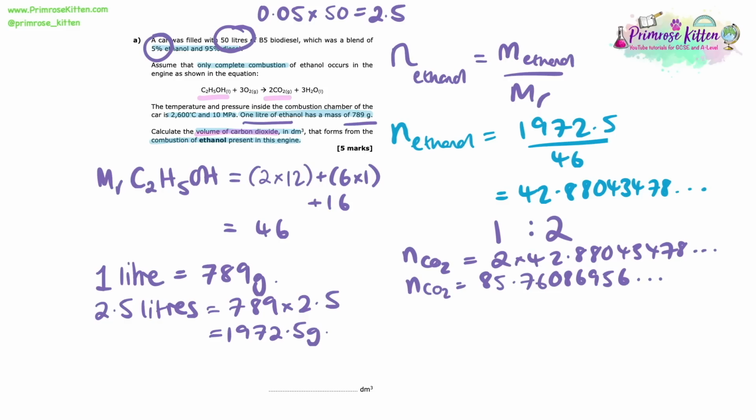Now that ends up giving me the moles of carbon dioxide equaling 85.760866956 moles. Okay, so big number. Again, I haven't rounded too early here because there's a lot of calculations, and if we round too early, then we're going to lose the accuracy of our final answer.